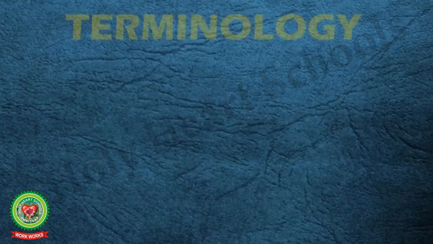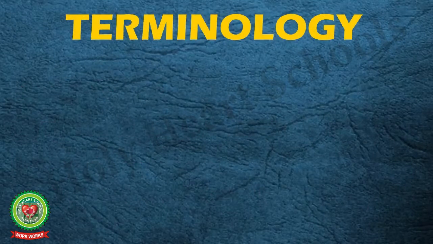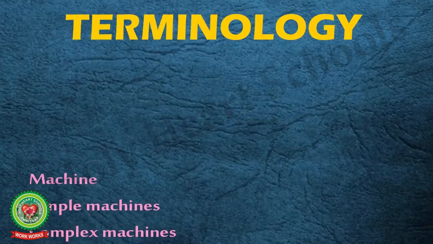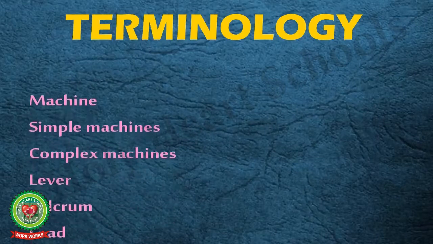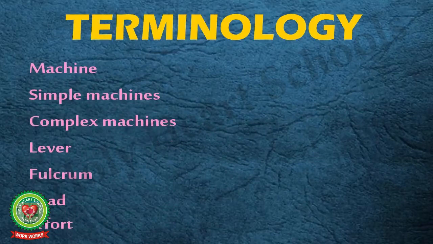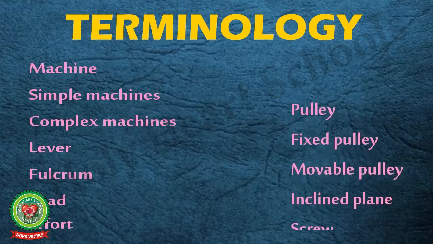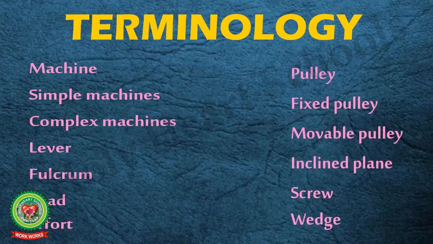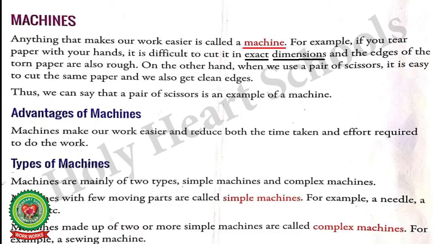Students, the terminology of this chapter is: machine, simple machines, complex machines, lever, fulcrum, load, effort, pulley, fixed pulley, movable pulley, inclined plane, screw, wedge. So students, kindly open your book at page 127.